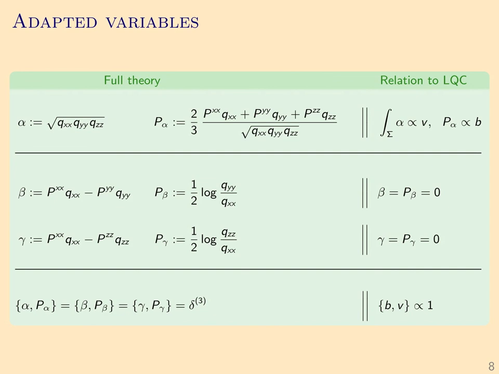And then if you compute all Poisson brackets, you find that alpha p alpha, beta p beta, and gamma p gamma are canonical pairs, and all other Poisson brackets vanish. Of course, you also extract now the Poisson brackets of B and V. They are proportional to 1, as it is also in loop quantum cosmology. Okay. So let us proceed then. We now take these variables and go to the next slide, slide number 9.